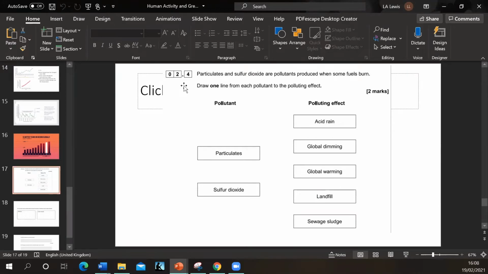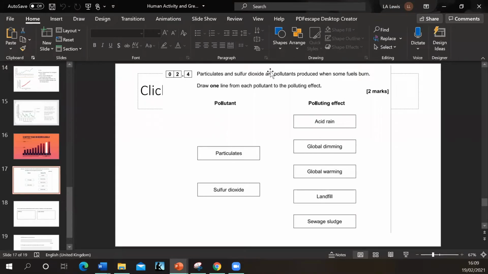Particulates and sulfur dioxide are pollutants produced when fuels burn. So particulates are soot, things like that. So actual particles, nothing complicated. Particulates can cause breathing problems in people, and also they can block out the light. So that's what we're going to talk about on this slide.